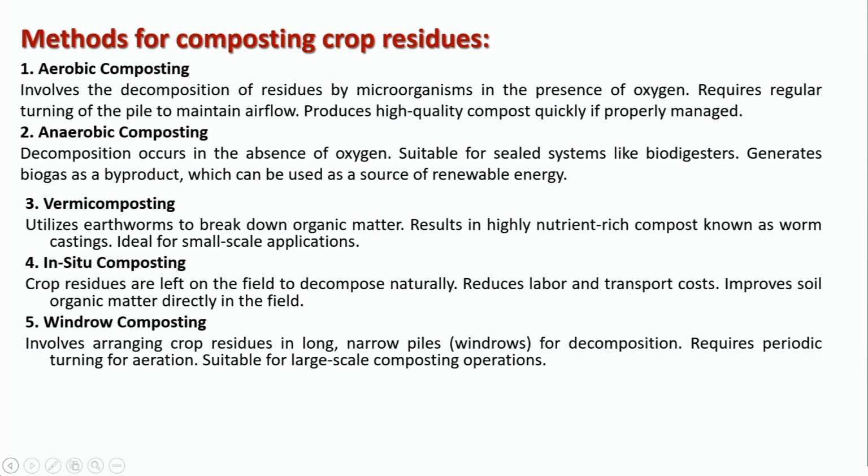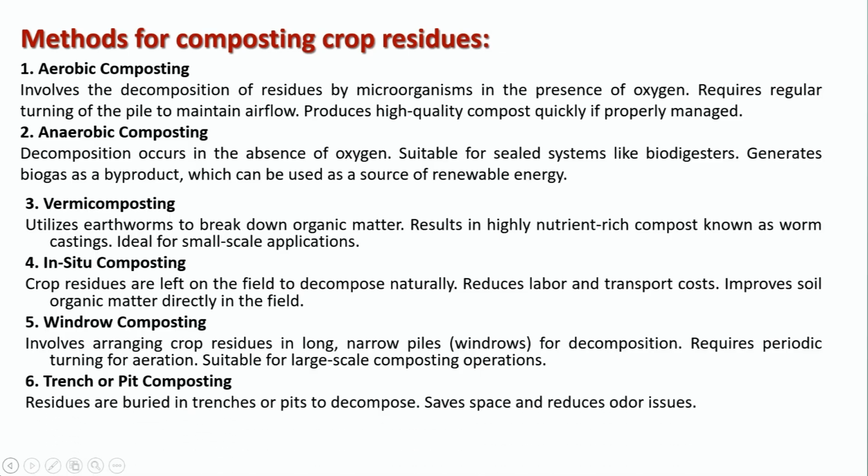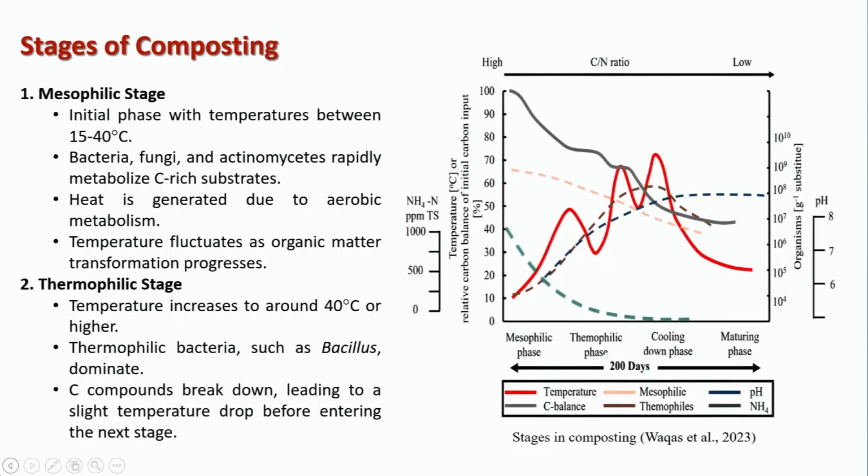Windrow composting involves arranging crop residue in long, narrow piles, known as windrows, for decomposition. It requires periodic turning for aeration and is suitable for large-scale composting operations. Trench or pit composting is another mode, where the residues are buried in trenches or pits to decompose, which saves space and reduces odor issues. During decomposition, if it is done mostly in anaerobic mode, multiple organic substances are produced which can create an obnoxious odor, so we need to take care of that part.